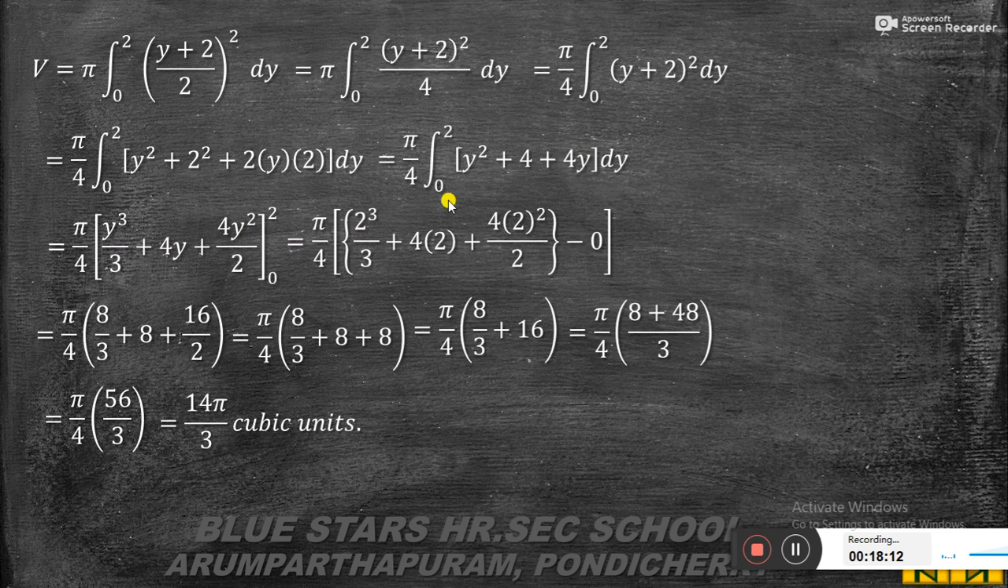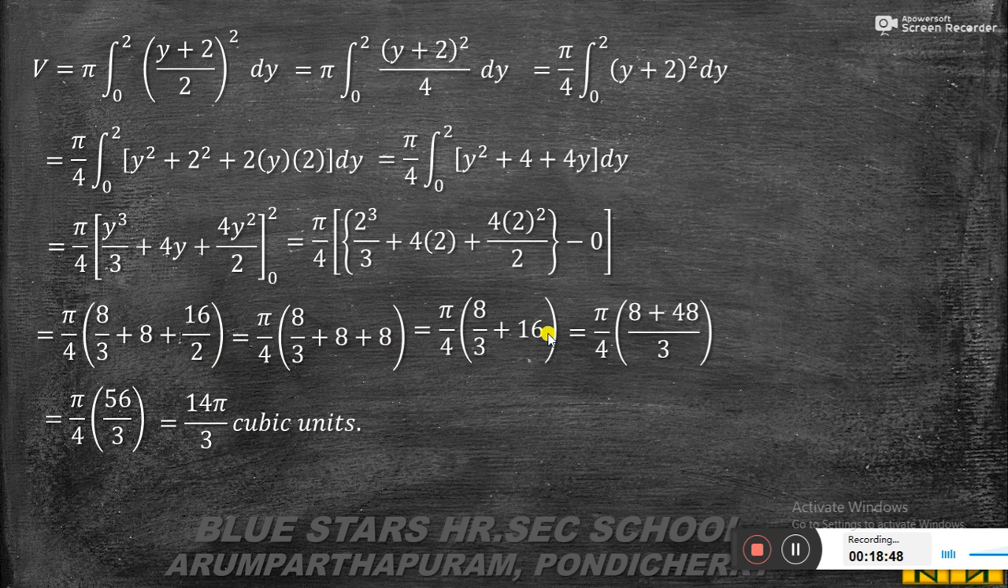Now apply the limits 0 to 2. Therefore pi by 4, applying the upper limit 2: 2 cube by 3 plus 4 into 2 plus 4 into 2 square by 2, minus the lower limit 0, which gives minus 0. The next step, pi by 4: 2 cube is 8, so 8 by 3 plus 8, and 4 into 4 is 16, 16 by 2, which is 8.